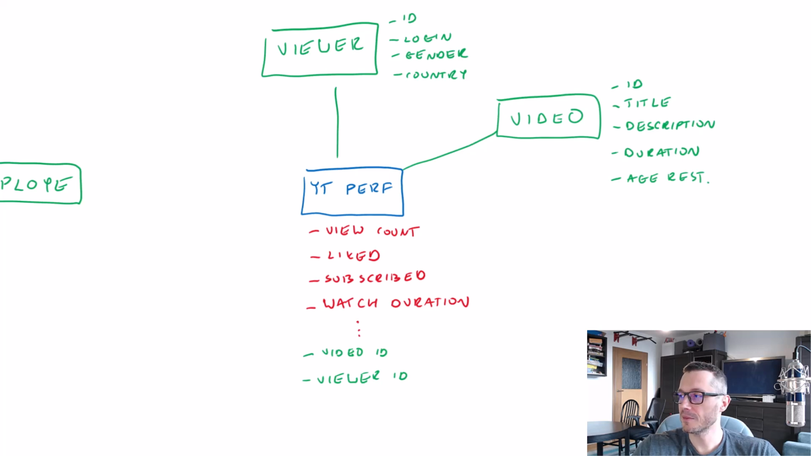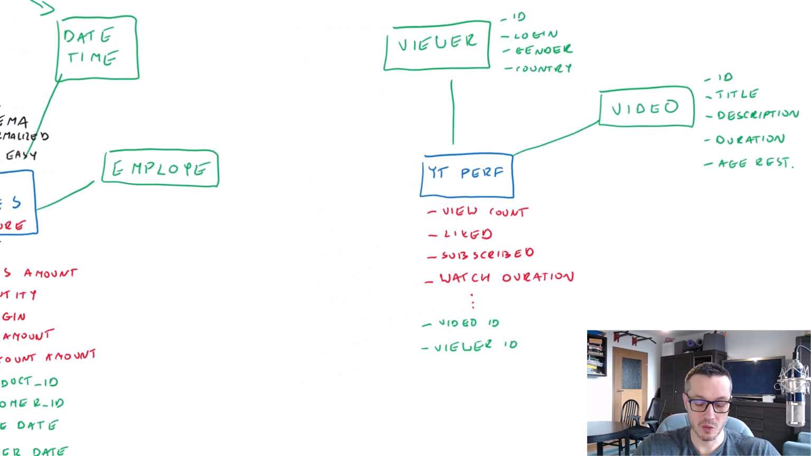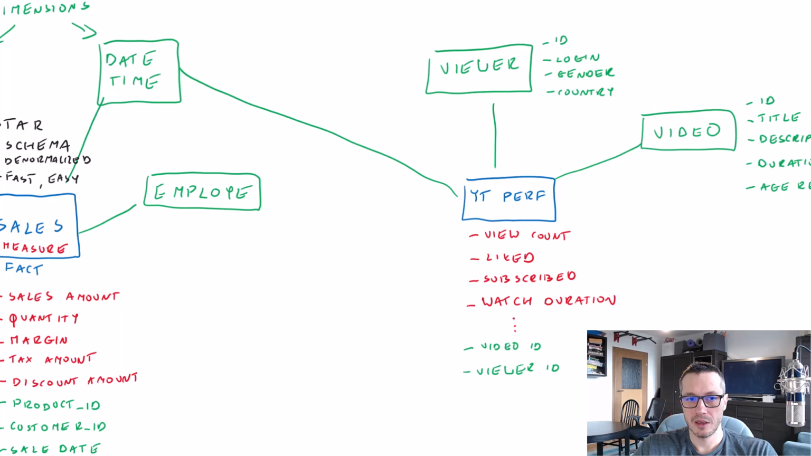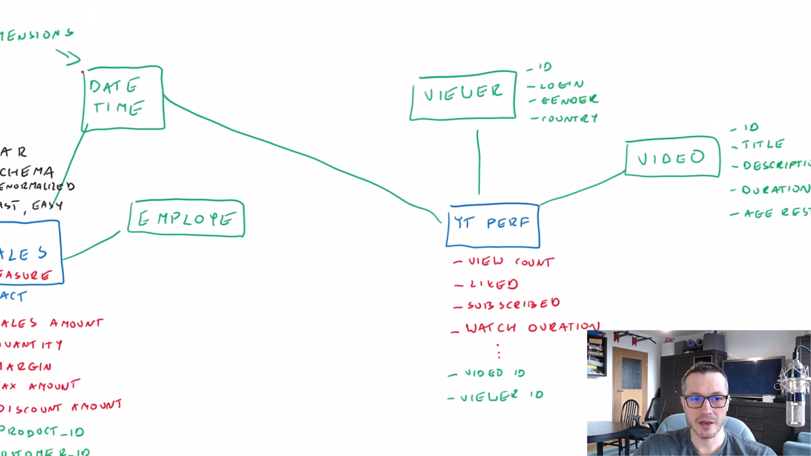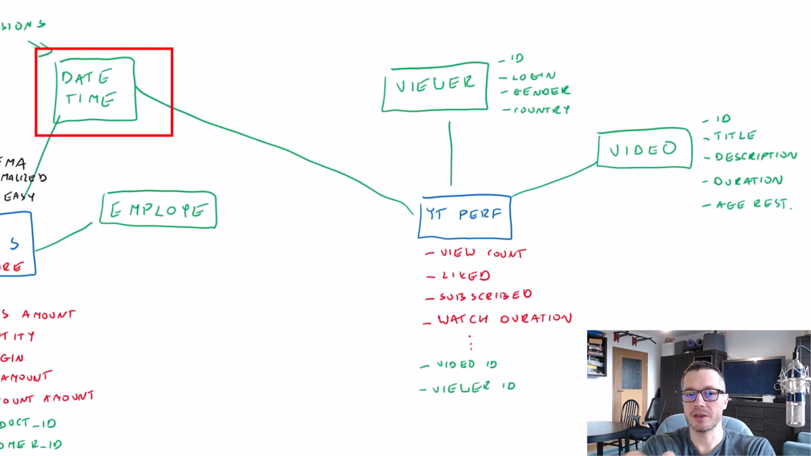Then obviously, I would like to know when someone watched my episode. So probably I would link it with some date-time dimension. And by the way, take a look here. What I just did, I reused the same dimension that might be used in a different star.